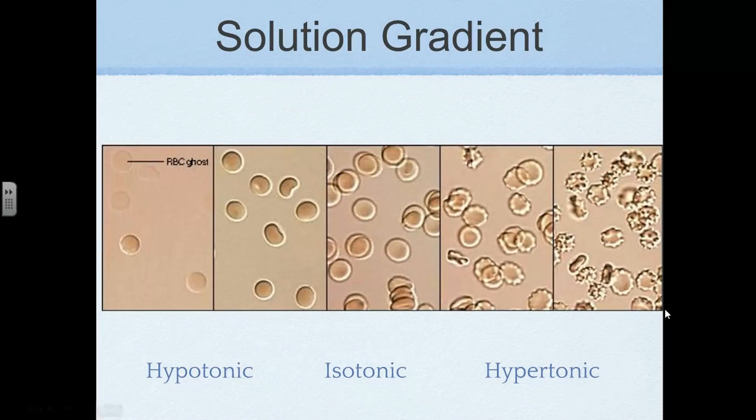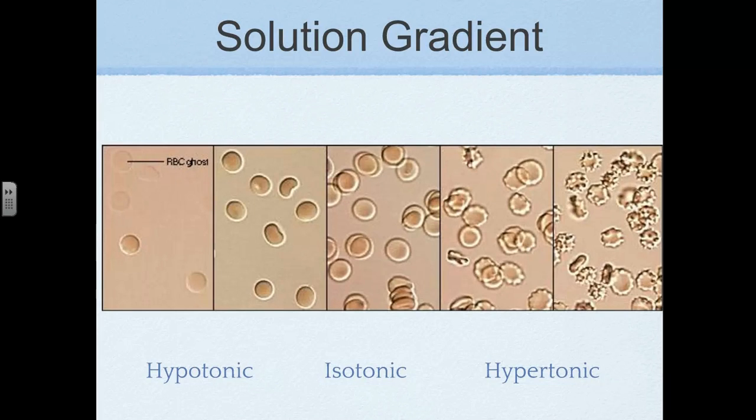So then we have to talk about solution gradients and the three basic kinds of solutions. There are solutions where the cell has a more concentrated environment than the solution around it, and those are called hypotonic solutions. There is the situation where the cell and the material that surrounds it are the same in concentration, and so we don't have a concentration gradient. Those are called isotonic solutions, and so things don't tend to move in isotonic solutions. We also have a situation where the solution outside of the cell is more concentrated than the cell, and so we call that a hypertonic solution.